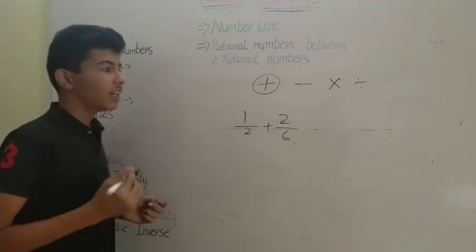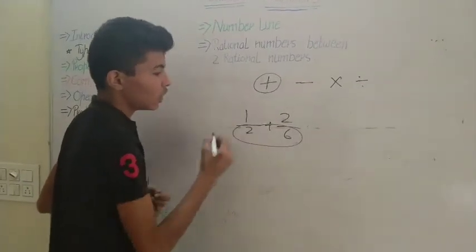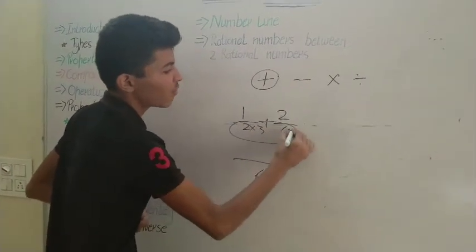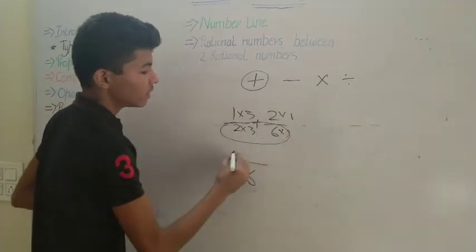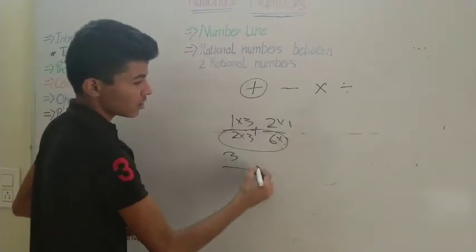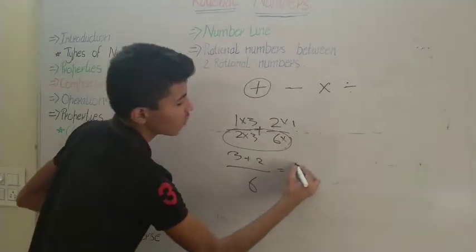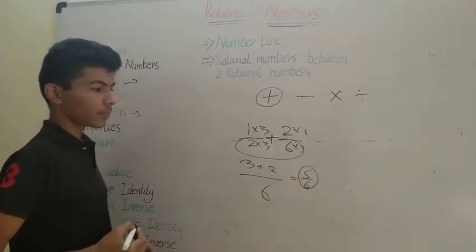Now how will we add it? It is the same as adding fractions. First we take the LCM of the denominators, that is 6. Multiply by 3 to get this, multiply by 1 to get this. Same with the numerators: 3 multiplied by 1 is 3, and that is 2. Now there is a plus symbol between them, so we can add them, that is 5 by 6. So this is how we do addition.